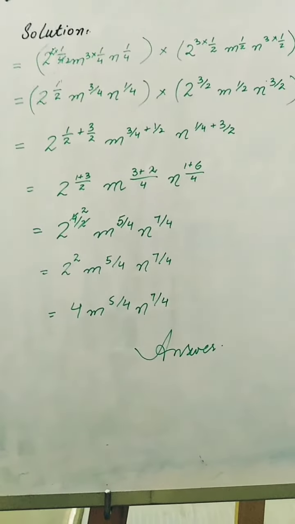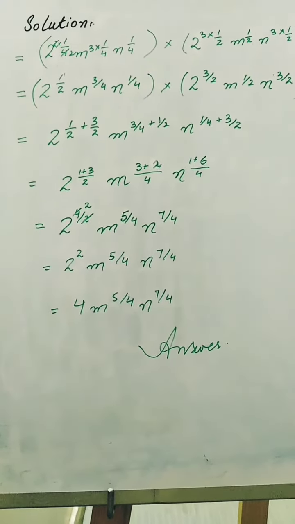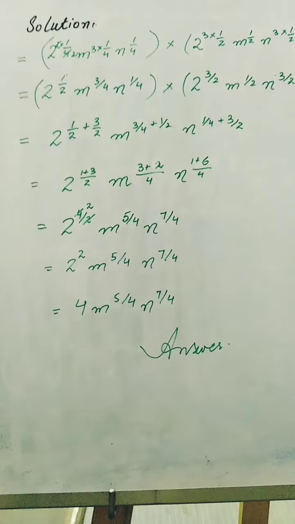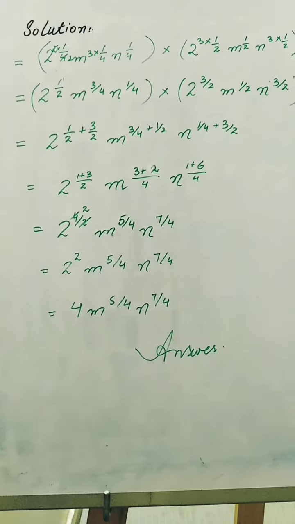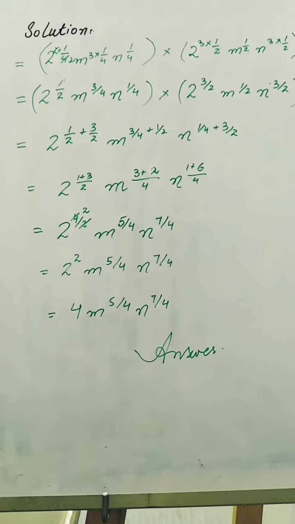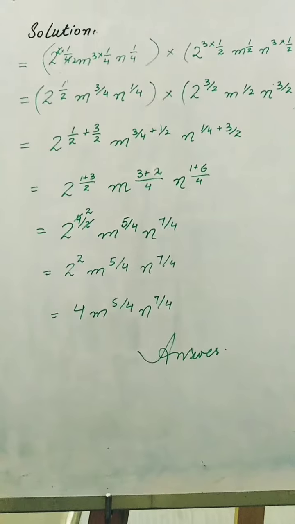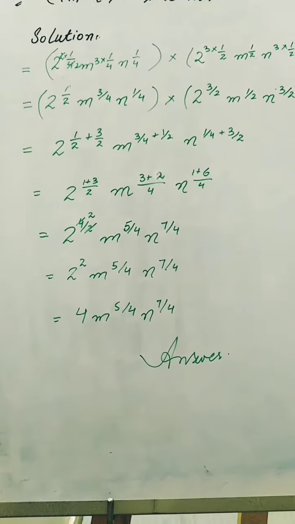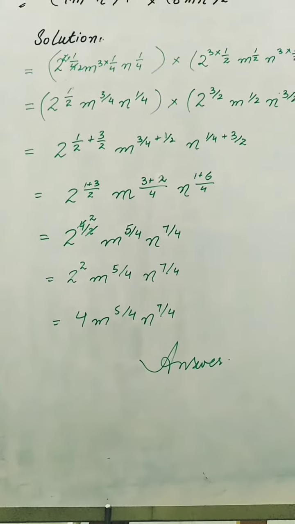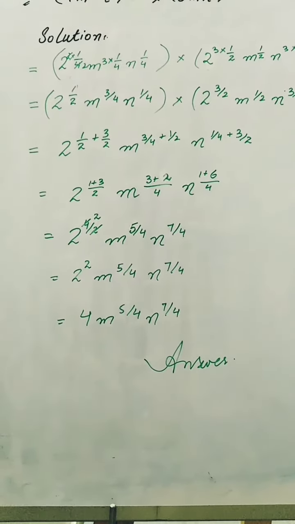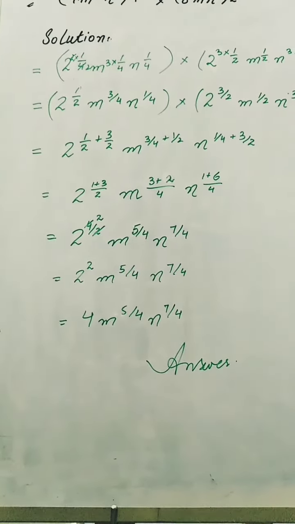Now, by taking LCM, the factor will be reduced as 2 raised to the power 1 plus 3 over 2, m raised to the power 3 plus 2 over 4, n raised to the power 1 plus 6 over 4. Further solving, we will have 2 raised to the power 4 over 2, which will be cancelled out and come out as 2 raised to the power 2, m raised to the power 5 over 4 and n raised to the power 7 over 4. So the final answer becomes 4, m power 5 over 4, n power 7 over 4.